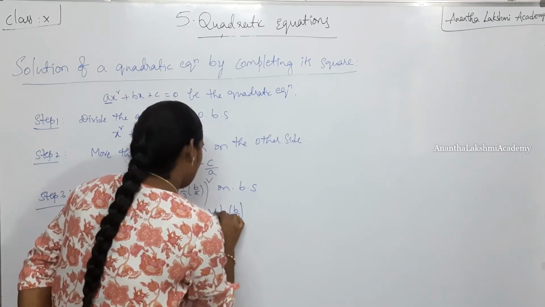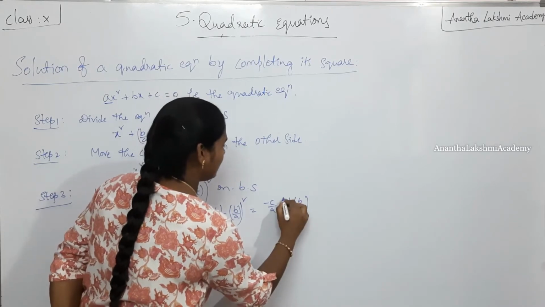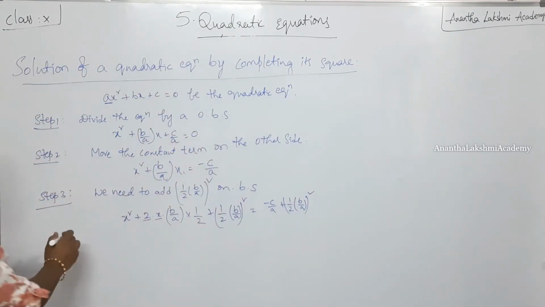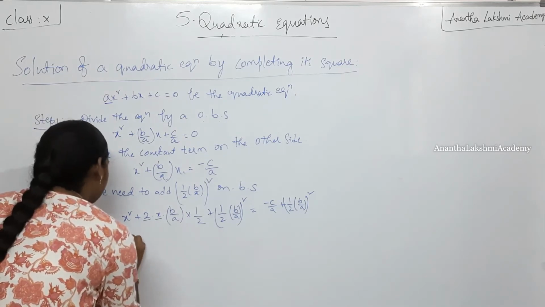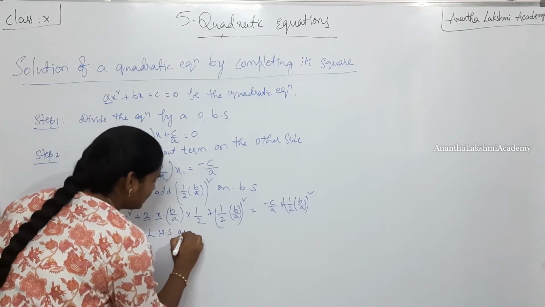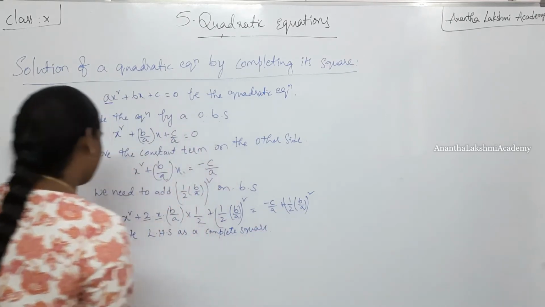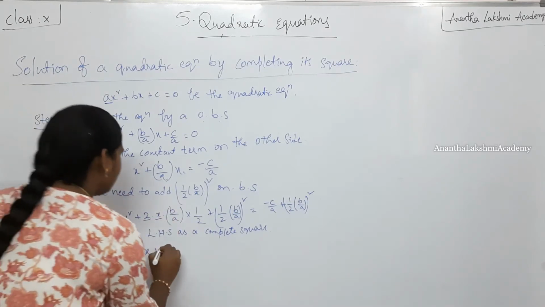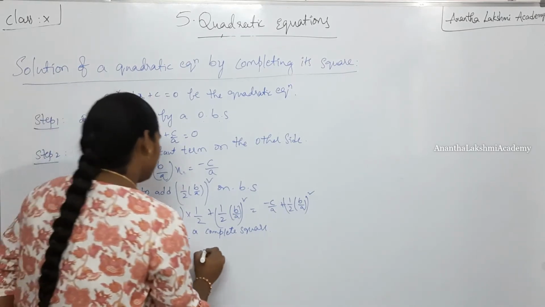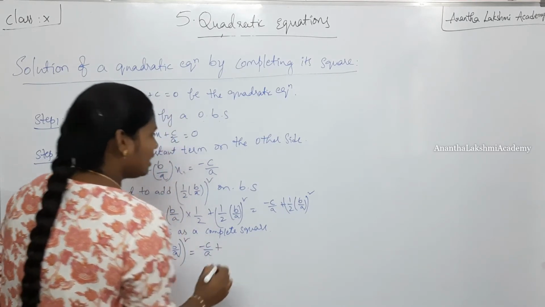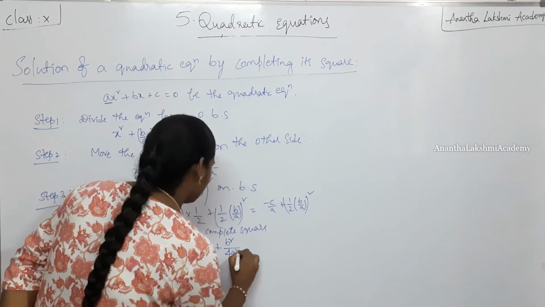Half into b by a whole square is equal to minus c by a plus half into b by a whole square. Okay. Now what is the next step? Step 4. Write the LHS as a complete square. A complete square can be written as (a plus b) whole square, where a is x and b is half into b by a, whole square, isn't it? Now this is going to be equal to minus c by a plus, if we sum it up, b square by 2 square is 4, a square is a square, 4a square.